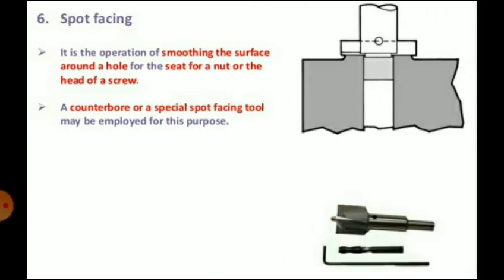Next is spot facing. Spot facing is the operation of smoothing and squaring the surface around a hole for the seat for a nut or a head of a screw. So you have to remove any burr or any other portion around the hole to make a seat for the nut or head in an assembly operation. A counter bore or a special spot facing tool may be employed for this purpose.